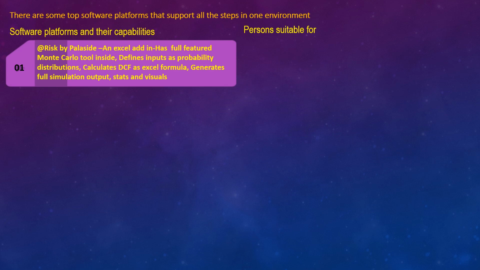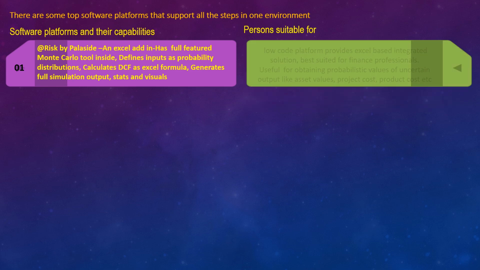There are some top software platforms that support all the steps in one environment. Software platforms and their capabilities. @Risk by Palisade, an Excel add-in, has a full-featured Monte Carlo tool inside, defines inputs as probability distributions, calculates DCF as Excel formulas, and generates full simulation outputs, stats and visuals.